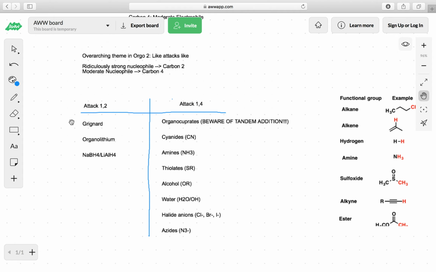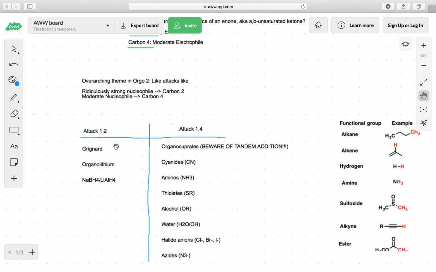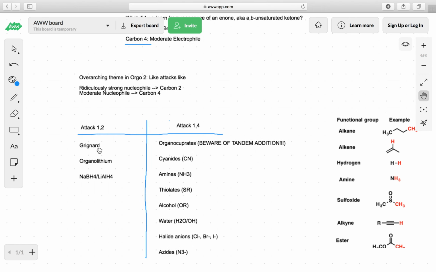So it's better to just memorize the 1,2, and then you can see the rest of them will just be 1,4. So remember that carbon 2 is a super good electrophile. And because like attacks like, then we know that these nucleophiles have to be super good. And we see that they are because they're Grignards, organolithiums, and hydrides.